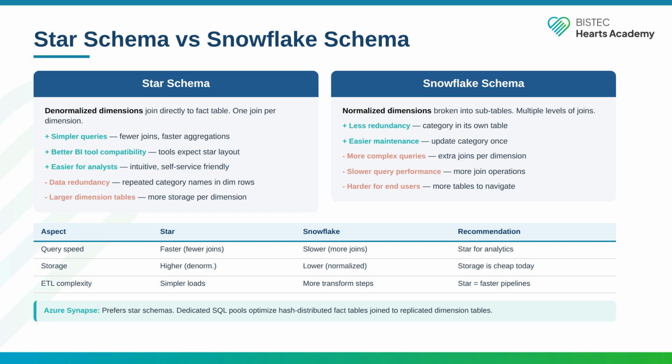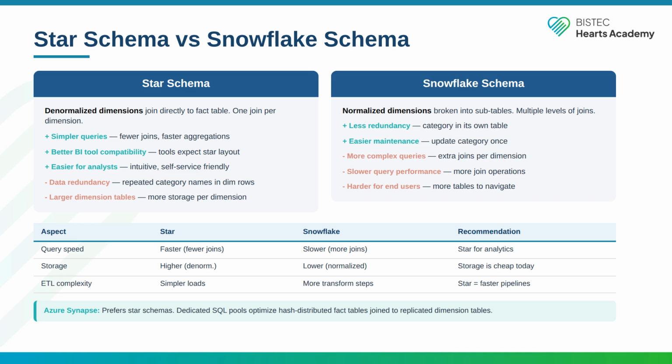But here is the key insight. Storage is cheap today. The small savings from normalization rarely justify the added query complexity. The recommendation for most teams is to start with the star schema. Only move to Snowflake when you have a specific need, such as a dimension with millions of rows where redundancy becomes a real storage or update concern.